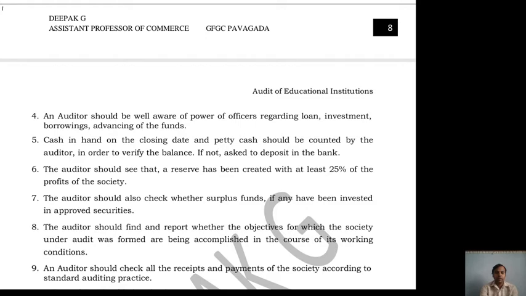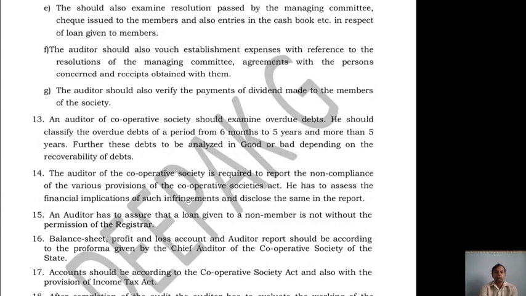You should also find and report the objective for which the society has been formed, and whether it is being accomplished or not. And you should also check all the receipts and payments of the society according to standard auditing practice. How much receipt and payment there has been in the cooperative society has to be checked.